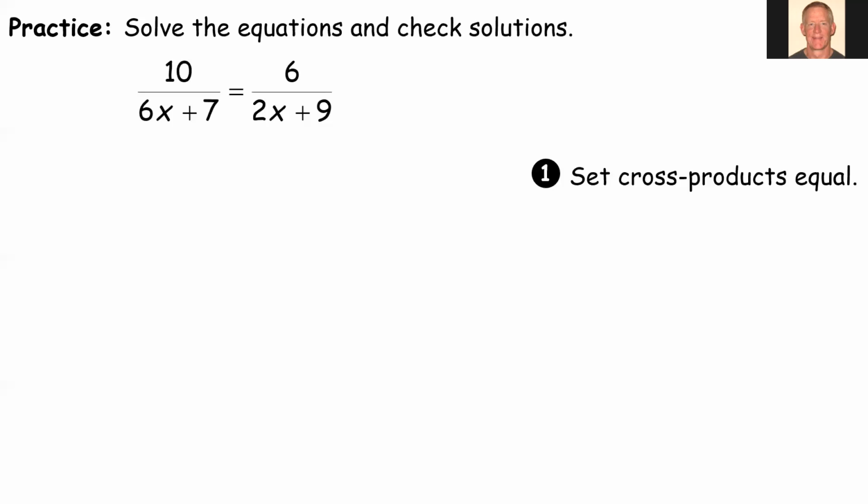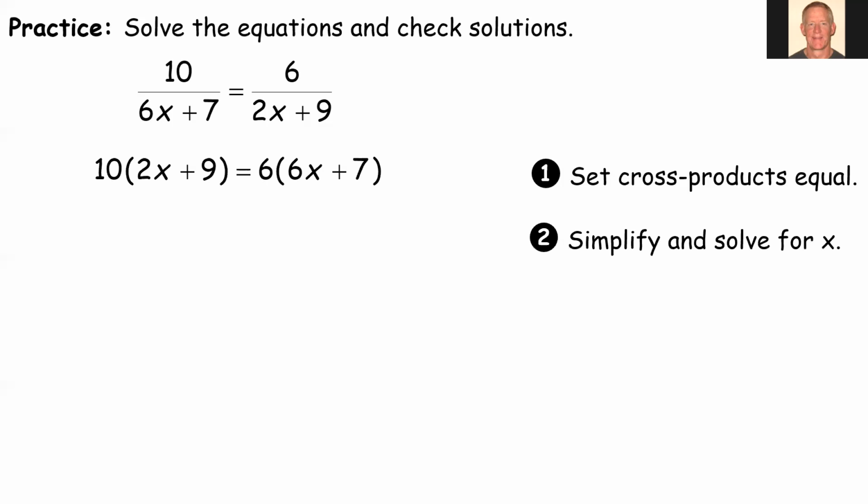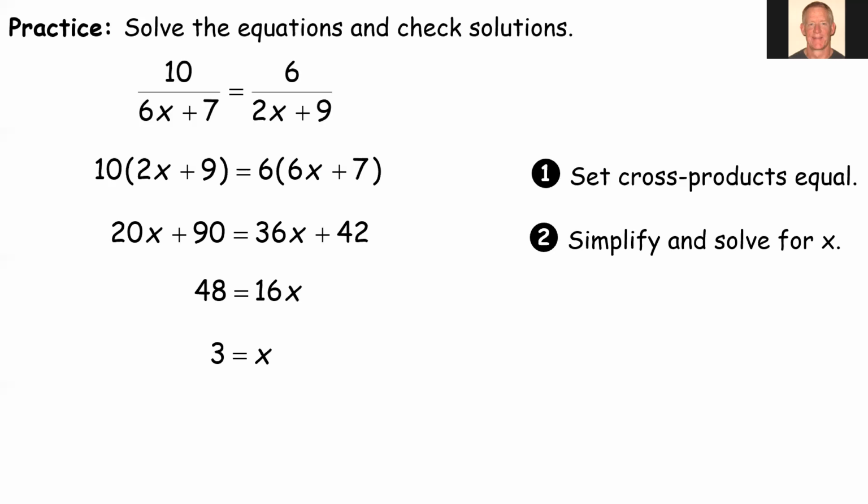So again, cross products. This generally would be the easiest method to solve equations unless we have two terms or more on one side of the equation or the other. In that case, using the LCM to multiply is going to be your best bet. But here we can still do cross product. So let's distribute. We get some pretty big numbers here. We got x's and constants on both sides. So let's subtract 20 from both sides and subtract 42 from both sides. And now we get x equals 3 as our final answer.